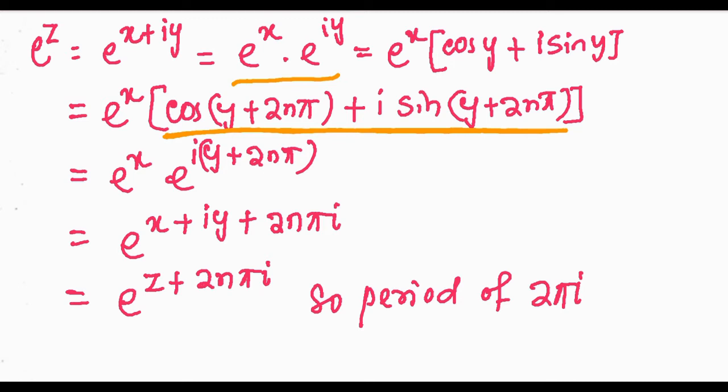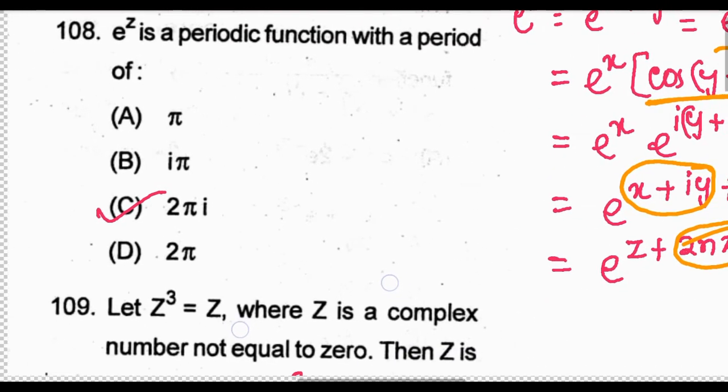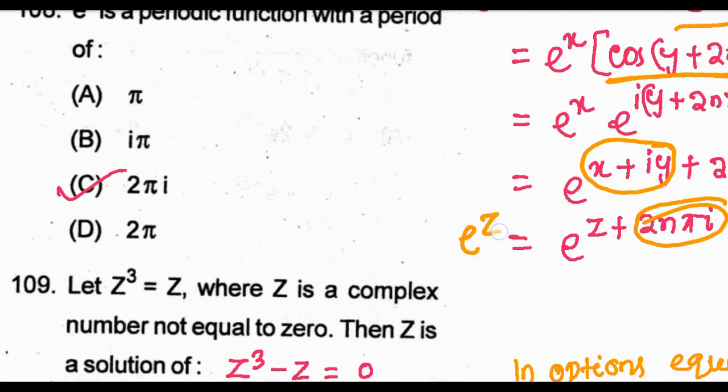And again I have to convert this to exponential. What we will get: e to the power x into e to the power i into y plus 2n pi. So e to the power x plus i y plus 2n pi i, and again x plus i y is z. So lastly what we are getting is e to the power z plus 2 pi n i. So this has a periodicity of 2 pi n i. So what are the options given here? That means e to the power z is equal to e to the power z plus 2 pi n i. That means the periodicity is 2 pi n i.